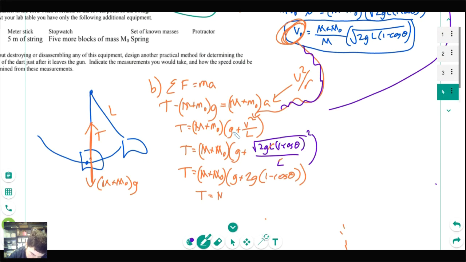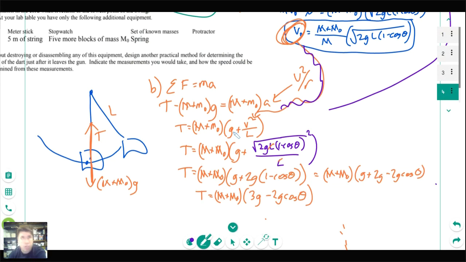So T equals (m plus m naught) times, let's see, I did too much in my head. g plus 2g minus 2g cos theta. So that's 3g minus 2g cos theta. And if we really wanted to, we could pull the g out in front too, but this is good enough for me. Let's not oversimplify, although it's not that hard to do that last step. This is perfectly fine for an answer. We don't need to go any further in that.